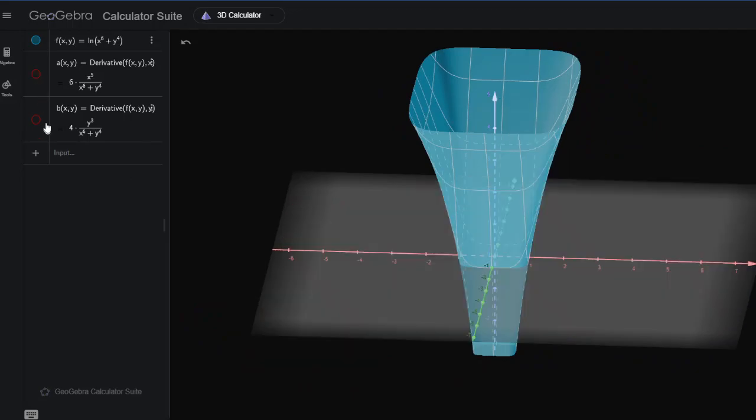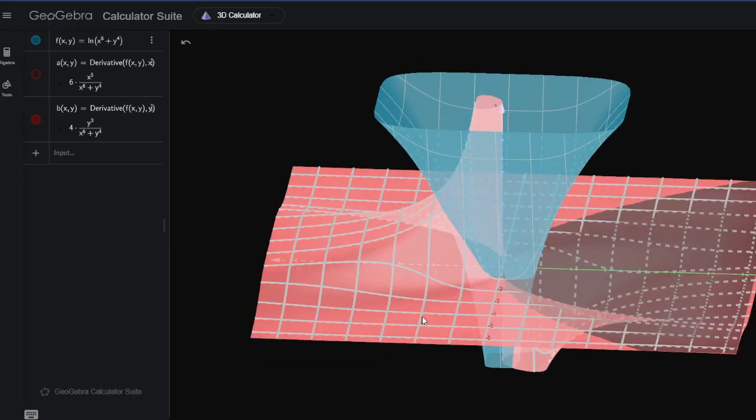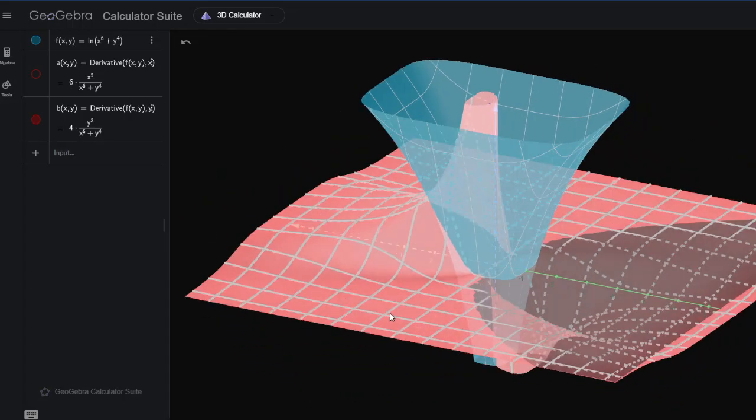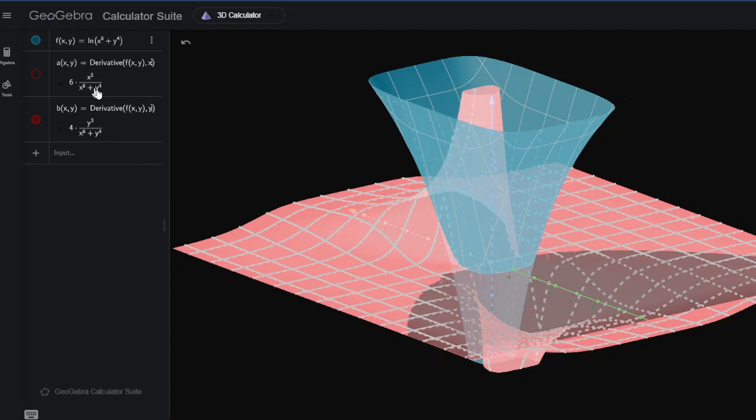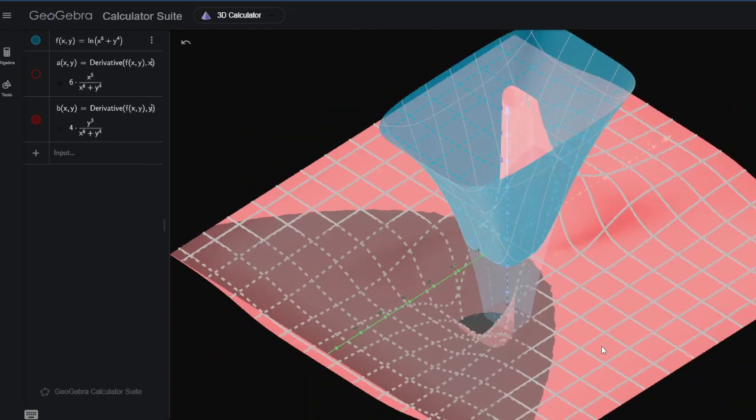Okay. And this is telling us the same thing for y. They actually look pretty similar. They're very similar functions, right? They're both rational functions. One just has y on top, one has x on top.